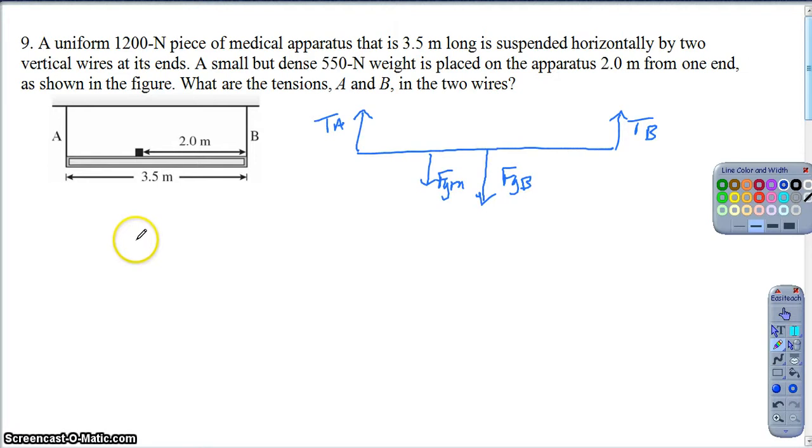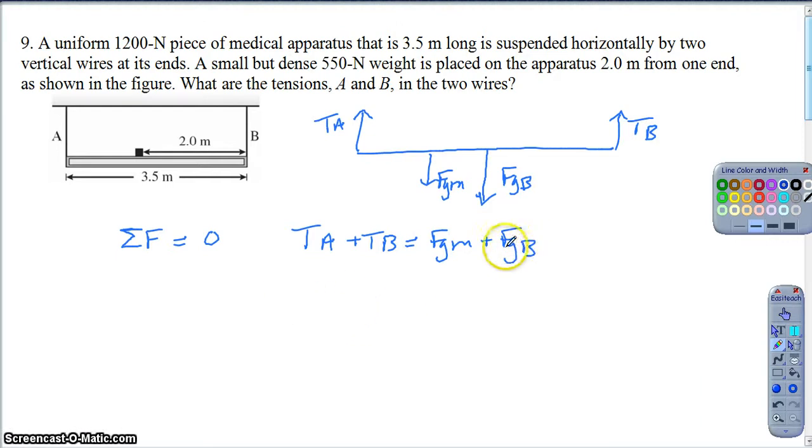And if I start with just forces, I know that the total sum of forces needs to be 0, because the beam is not accelerating upward or downward, right? I know the beam is in equilibrium, so its sum of forces needs to be 0. So that tells me that tension A plus tension B needs to equal those two forces of gravity, collectively. Those two forces of gravity are both pulling down.